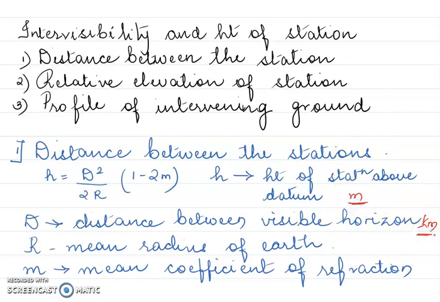R is the mean radius of earth, and m is the mean coefficient of refraction. Now this mean coefficient is usually taken as 0.07. Again, R is also in kilometers only. So this is usually taken as 0.07.